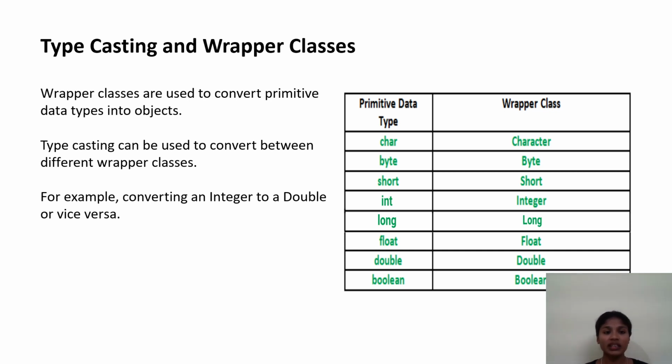Typecasting and wrapper classes. Wrapper classes are used to convert primitive data types into objects. Typecasting can be used to convert between the different wrapper classes. For example, converting an integer to double or vice versa.